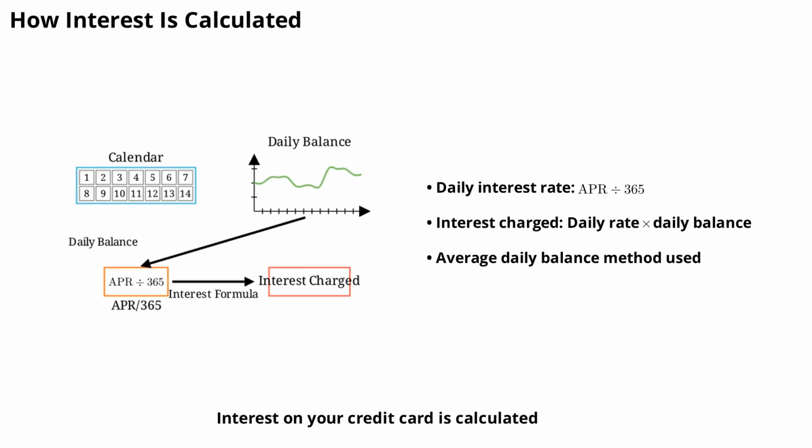Interest on your credit card is calculated using your APR and your daily balance. Most cards use the average daily balance method. This means your balance is tracked each day, and interest is applied based on the average amount you owe. The APR is divided by 365 to get the daily rate, which is then multiplied by your daily balance. Understanding this calculation helps you see how carrying a balance can quickly add up to significant interest charges.